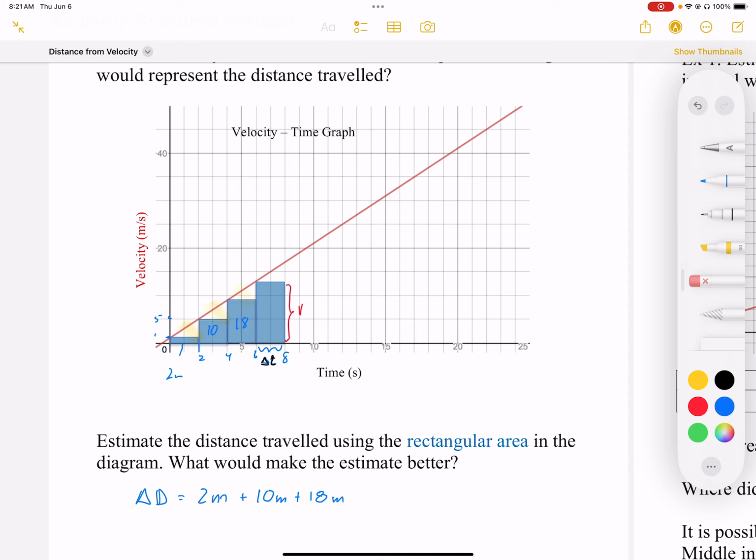And then that last rectangle looks like it has a height of 12 and a width of 2 seconds. So 12 meters per second times 2 seconds is going to give me a displacement of 24 meters. So the displacement up to 8 seconds, we can estimate, is approximately 2 plus 10 plus 18 plus 24, which is 54 meters. And that's positive velocity, so we can also say it's positive 54 meters of displacement.